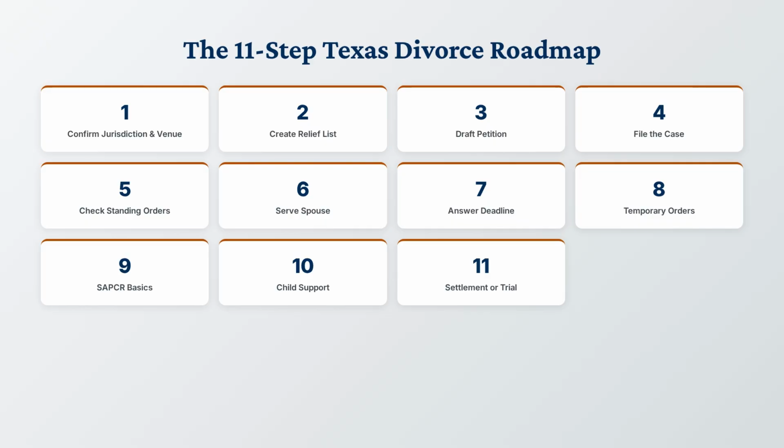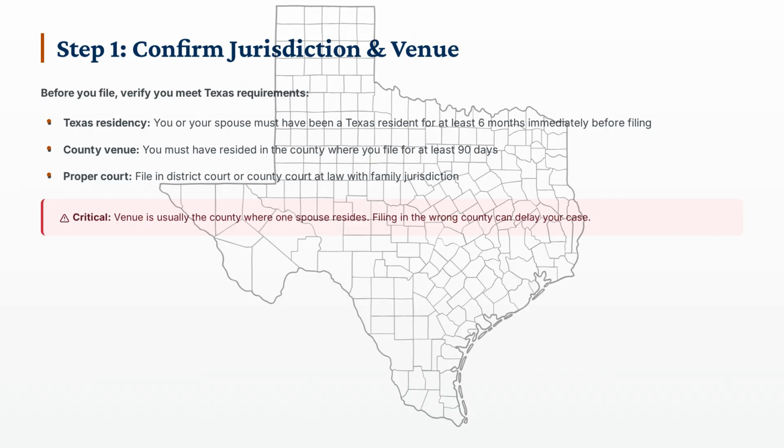After that, you're going to serve your spouse, and this is very important. We'll talk about that later. They will have a deadline to answer once you serve them. After that, temporary orders go into place. SAPCR basics will go into effect. Child support will be determined. There will be a mediation at some point in here, most of the time, and after which time you'll determine if you settle or if you're going to trial.